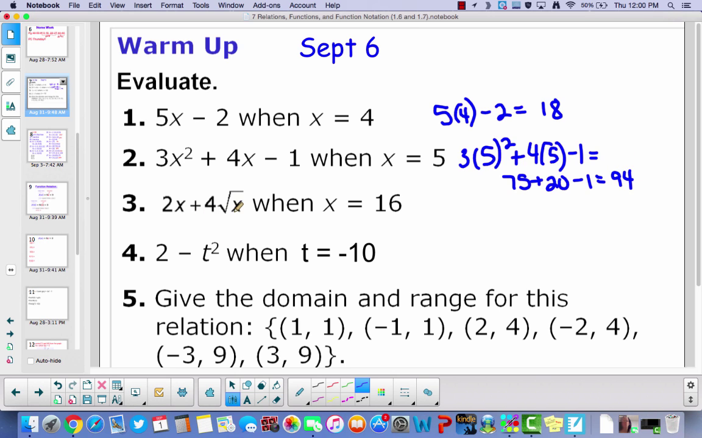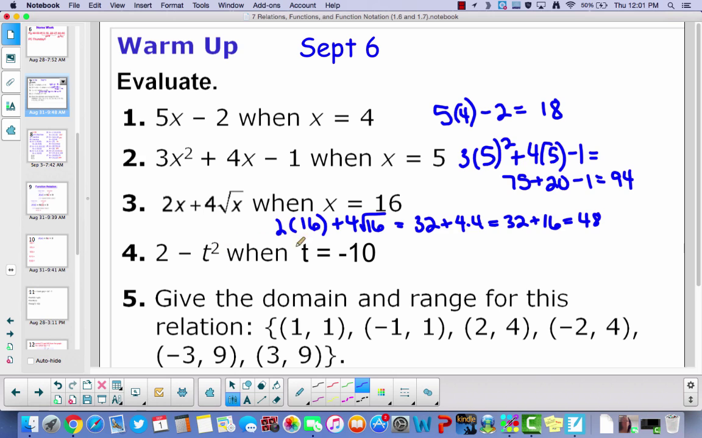2x plus 4 times the square root of x when x is 16. Take the 16, put it in place of the x. So 2 times 16 plus 4 times the square root of 16. 2 times 16 is 32. Square root of 16 is 4, so that's 4 times 4. Gives me 32 plus 16, which equals 48.